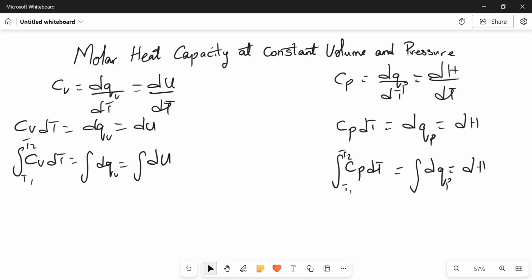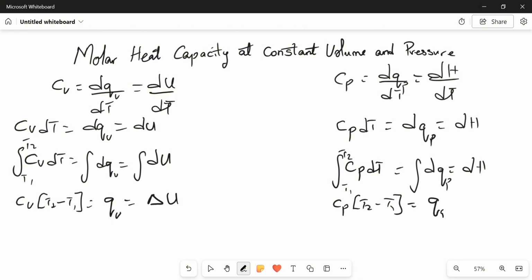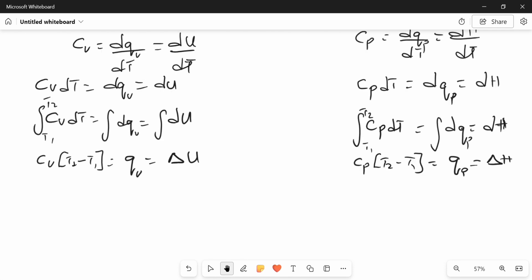T1. So if I integrate this very well, what I'm going to have is my CV (T2 minus T1) is equal to, this will give me my QV, and this will also give me my what? My change in U. Do we get? And this will also give me CP (T2 minus T1), which is actually equal to my QP, which is equal to what? So this will give me my change in what? Change in H. So this is what I'm going to have.